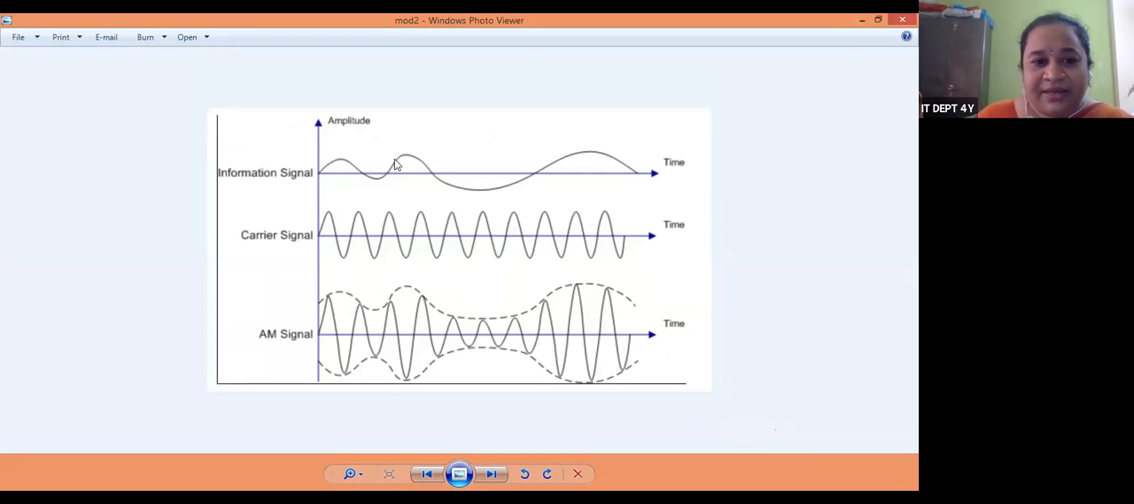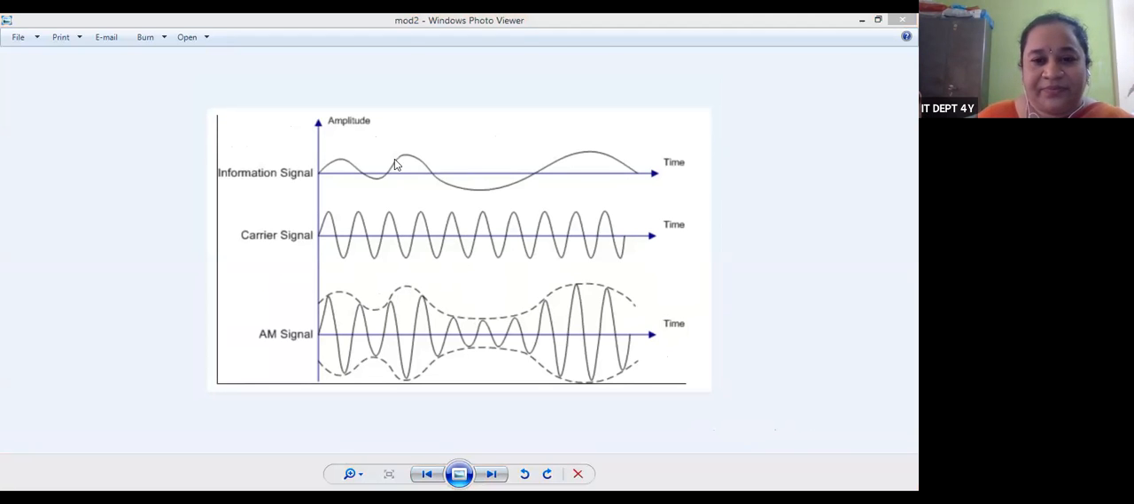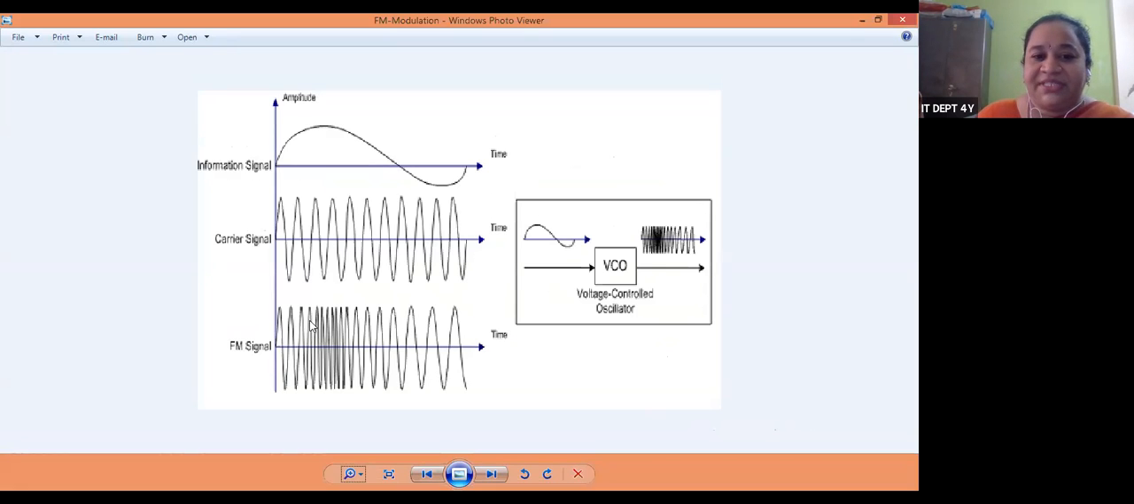But here the frequency has been varied, not the amplitude. Here the amplitude is uniform, even after the frequency modulation. But how the amplitude and also the lapse of time has been indicated is nothing but the frequency levels. The frequency levels have been changed.